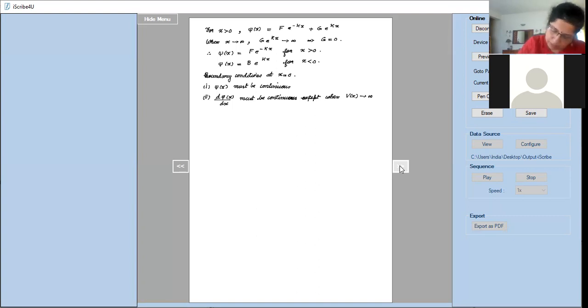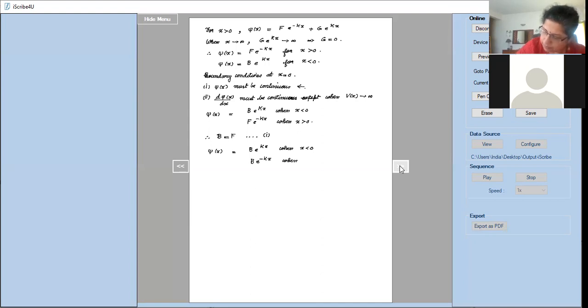Now let us go for the first one. Essentially ψ(x) is equal to B e^(κx) when x is less than 0, and F e^(−κx) when x is greater than 0. Obviously from the boundary conditions, B must be equal to F. This is essentially the first boundary condition. So now ψ(x) will thereby be equal to B e^(κx) when x is less than 0, B e^(−κx) when x is greater than 0.